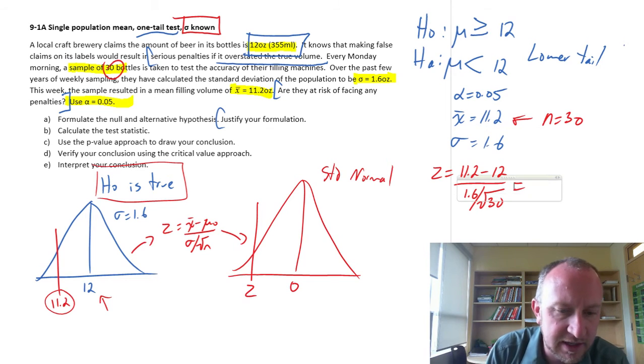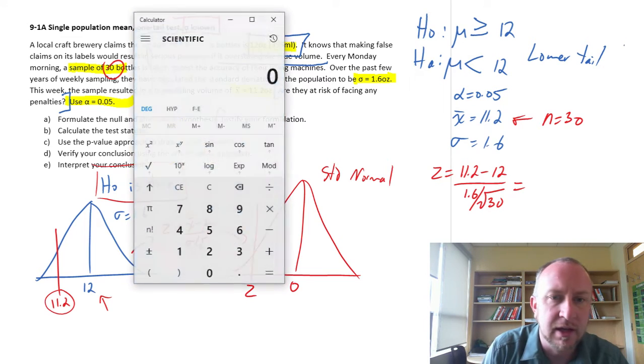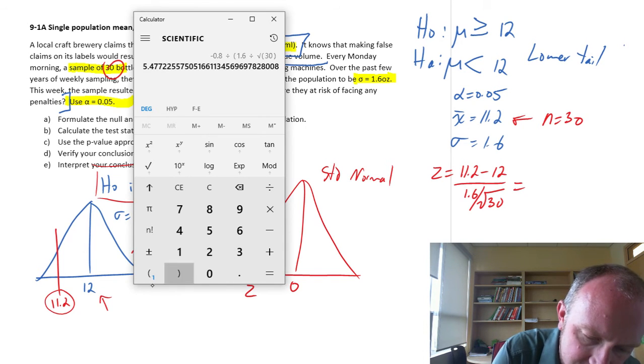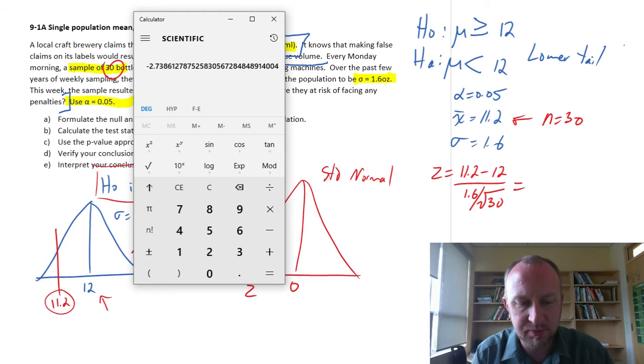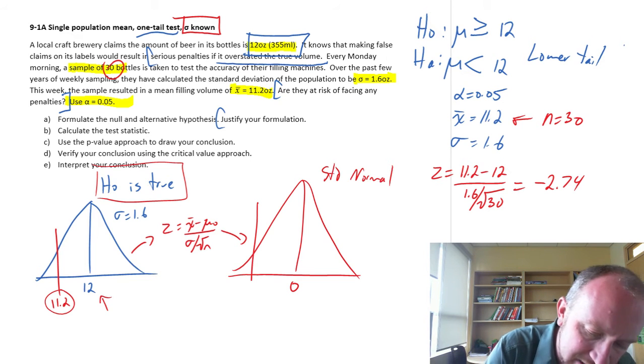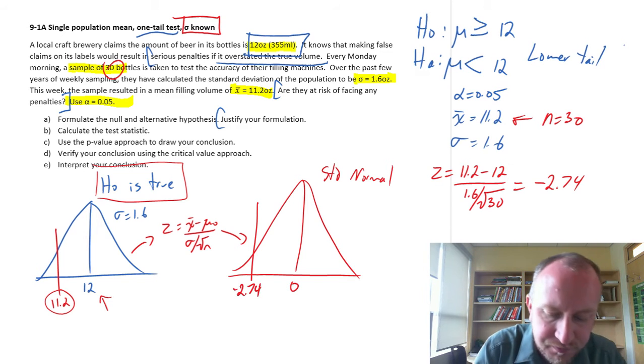And now I'll find a calculator here. 11.2 minus 12 divided by 1.6 over root 30 equals, I'll round that to negative 2.74. So I'm going to replace this z. Now I know this is negative 2.74.